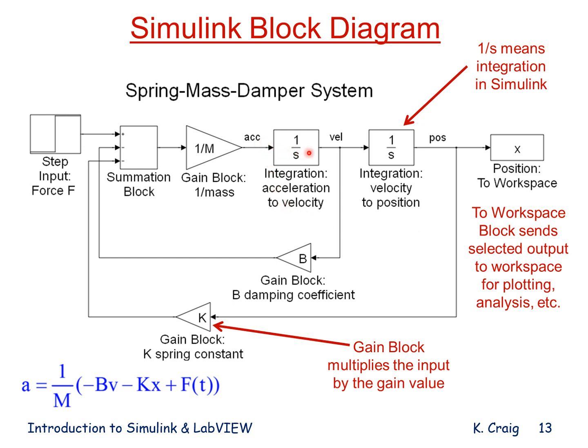Acceleration integrated once gives me velocity, integrated again gives me position. Acceleration equals 1 over m times the sum of my input force minus b times velocity minus k times position. And that's my equation of motion. This is a correct block diagram. I can send the output, either position or velocity or any signal, to the workspace for plotting or for analysis. And that's what this block does.